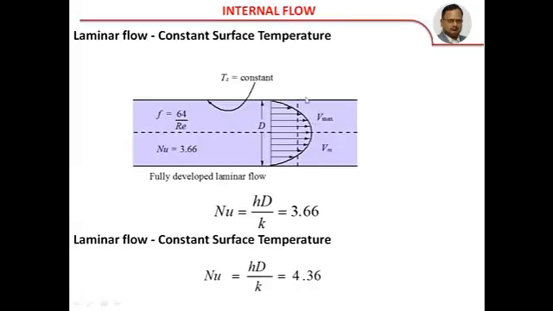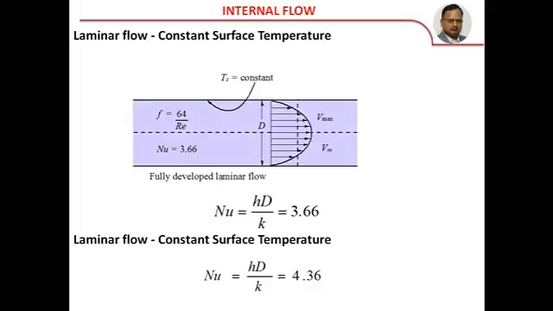Now let us come back to our internal flow problems. If it is a laminar flow and constant surface temperature is maintained, this is the velocity profile that it will develop, and the friction factor is given by the formula 64 by Re. And the Nusselt number under such condition is 3.66. Why is it given as a constant Nu equal to 3.66?